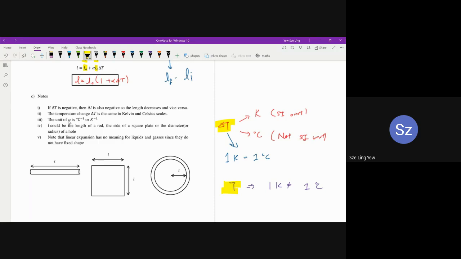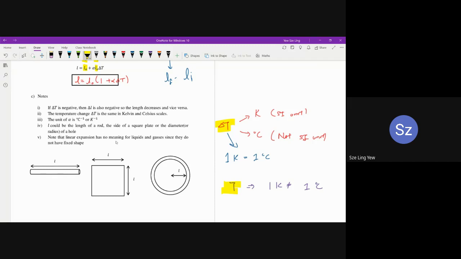So the unit for alpha is either degree C to the power of -1 or K to the power of -1, depending on the unit for your delta T. Okay, kalau delta T K, then alpha is K -1. If delta T is degree C, then alpha is degree C -1. So L could be the length of the rod, the side of a square plate, a diameter of a hole or the radius of the hole. Okay, anything. The L could be anything.